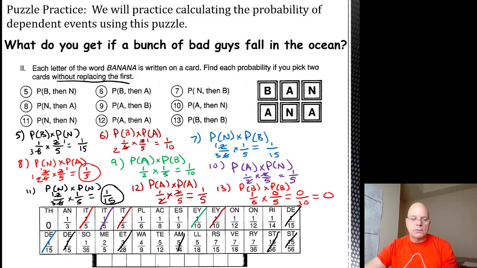And this one often throws students, but this makes sense that it would be a probability of 0 because you can't pick B and then get another B unless you replace it. There was only 1 in the first place. There's a probability of picking the B the first time, but if you don't replace it, there's exactly 0 chance that you're going to get another B. And so it makes sense that this one would calculate to be impossible.